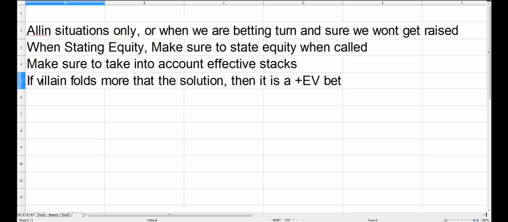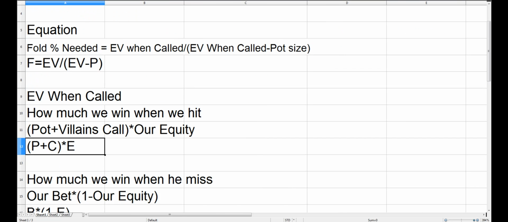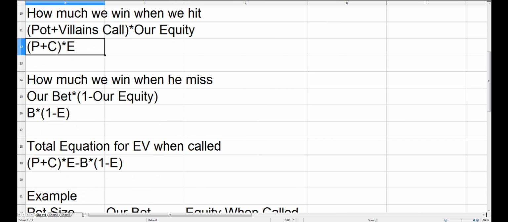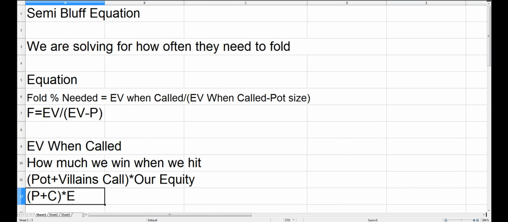When we're stating our equity, we need to make sure that we're stating our equity when called. So you're not stating your equity versus your opponent's range, you're stating your equity versus your opponent's calling range. This is important. Make sure to take into account effective stacks. So if your opponent has a smaller stack than you, then you need to take that into account when you're calculating your bet size and the amount your opponent is going to call.